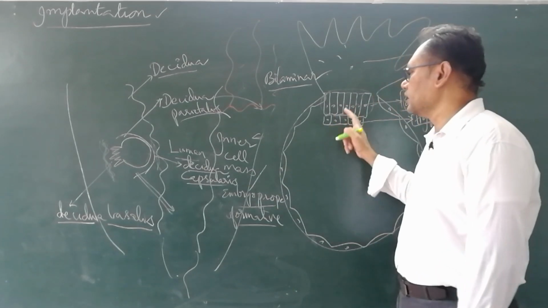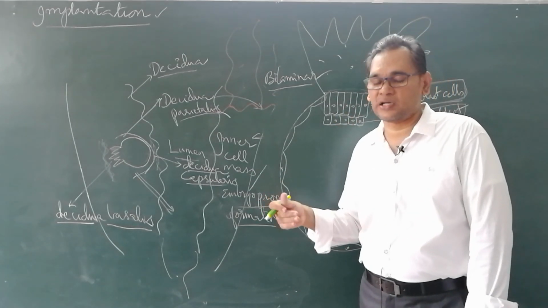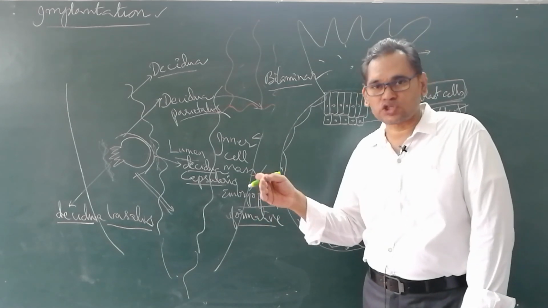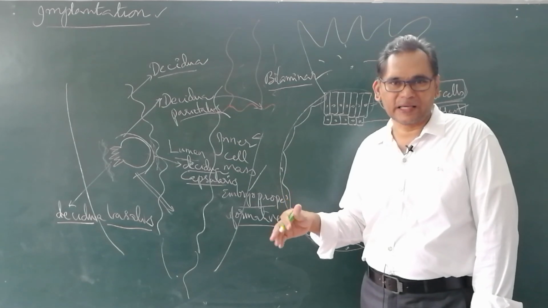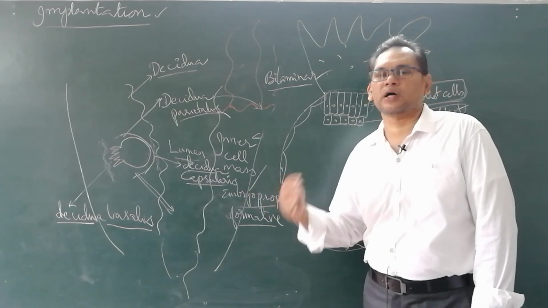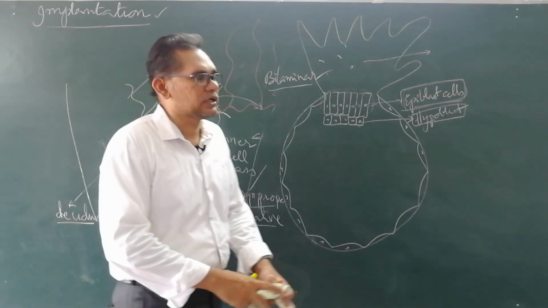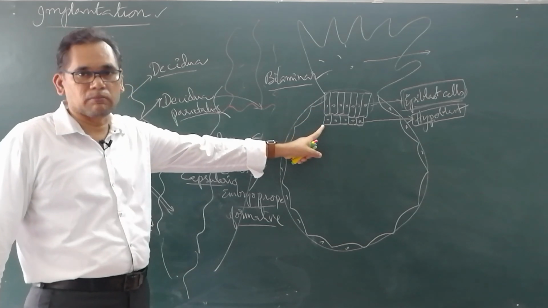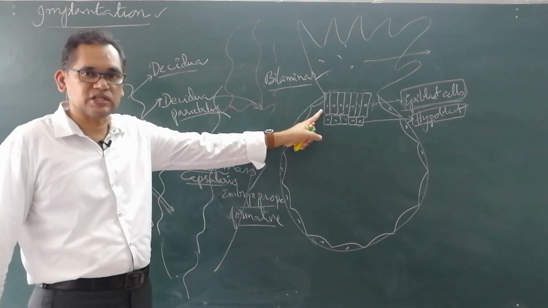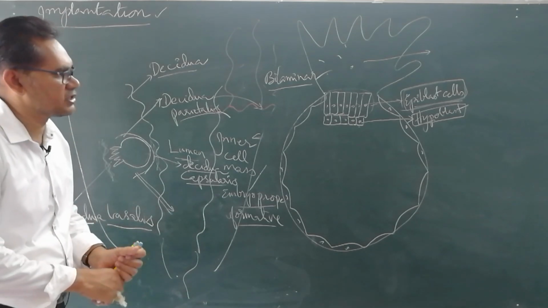Now, this bilaminar embryo undergoes changes. What are the changes which it undergoes? It undergoes gastrulation, and then it forms another structure, the trilaminar embryo. That we will be discussing in the next class. Okay. Now, this is the bilaminar embryo with epiblast and hypoblast formed.